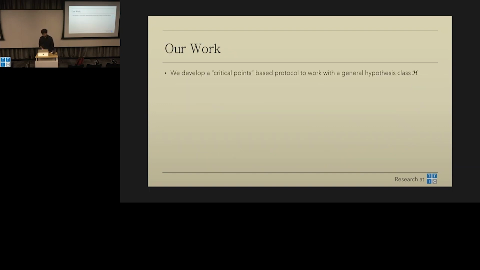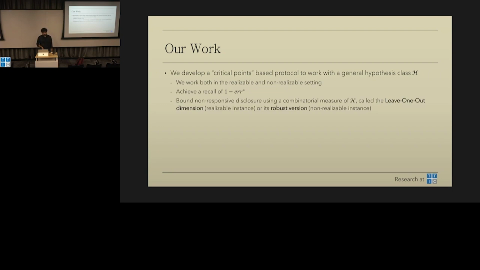And in this work, we try to develop this critical points protocol to work for a general hypothesis class in both the realizable and non-realizable settings. We achieve a recall of, again, 1 minus error star, where error star is the error of the optimal classifier in H if the setting is non-realizable. And we bound the non-responsive disclosure. For the general hypothesis class, this is the question he was asking: how many points are revealed if Alice is truthful? For d equal to 1, we saw just a single point is revealed.